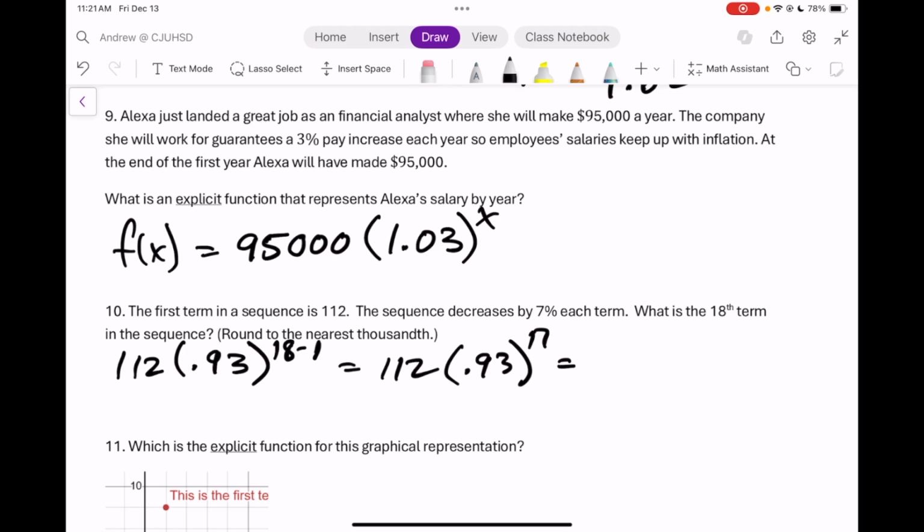Okay, and that is 32.62. I have to round it. Oh, nearest thousandth. Hold on.